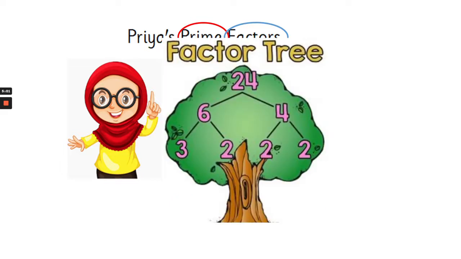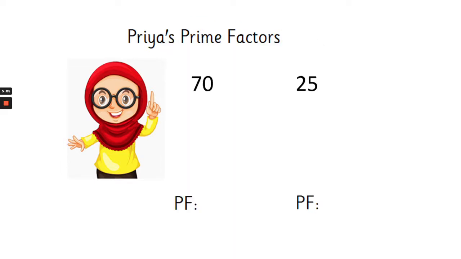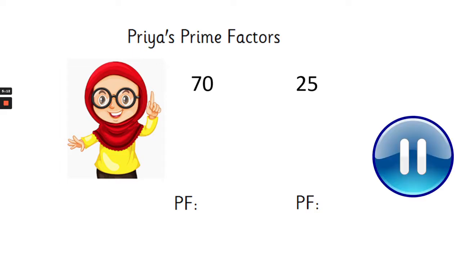A quick reminder, Priya's prime factor tree. All right, now it's your turn. Pause your video and find the prime factors of 70 and then 25. Off you go.